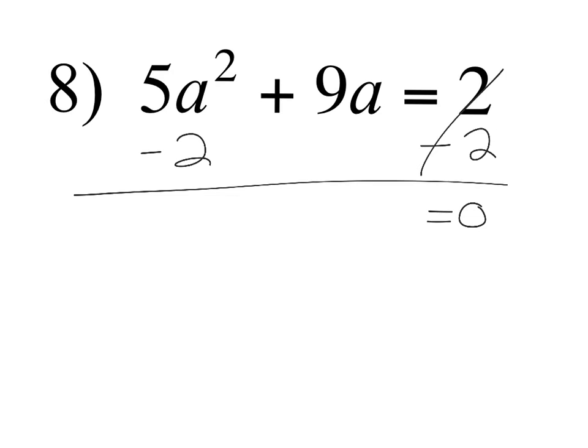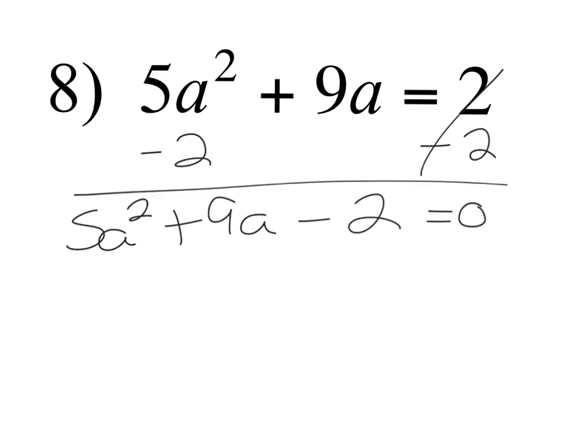But be careful and make sure that you write them in the right order, because the exponent with the 2 exponent needs to come first. The regular variable needs to go next. And then the constant that's by itself needs to go third, so that it's in standard form so that you get the right A, B, and C. Does that make sense? Yeah. Okay, so now it's set equal to 0.